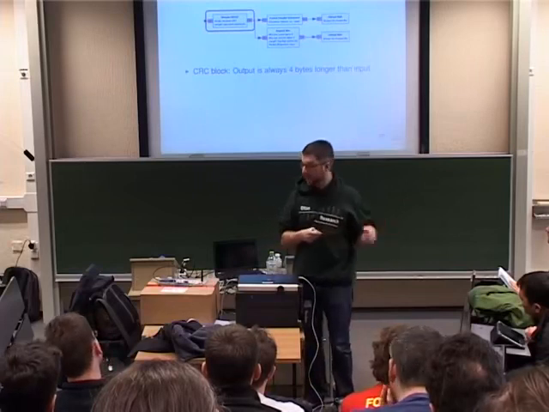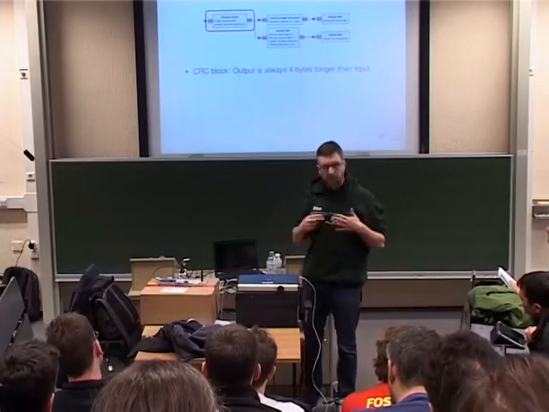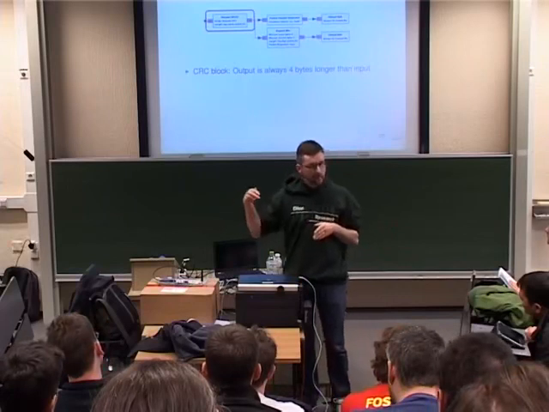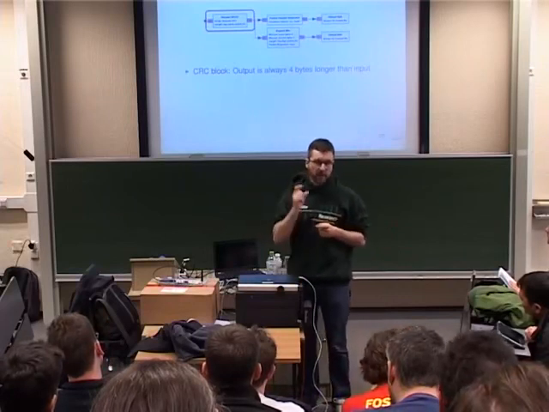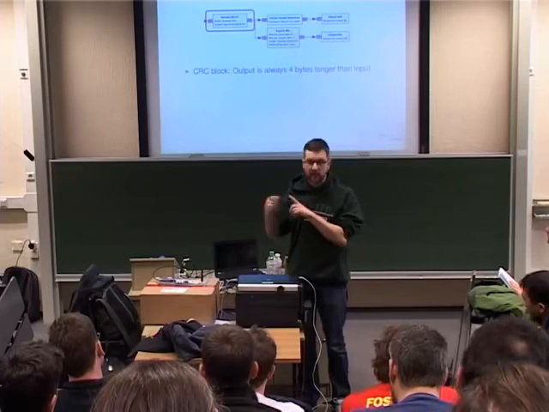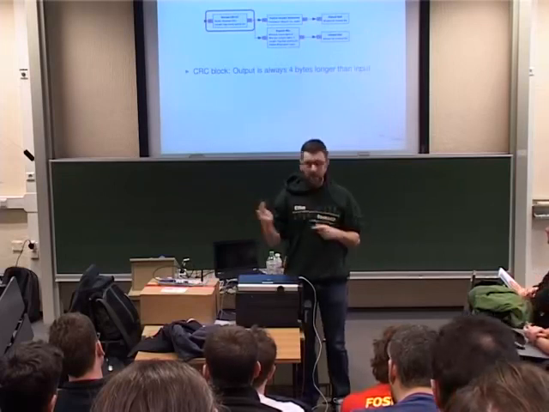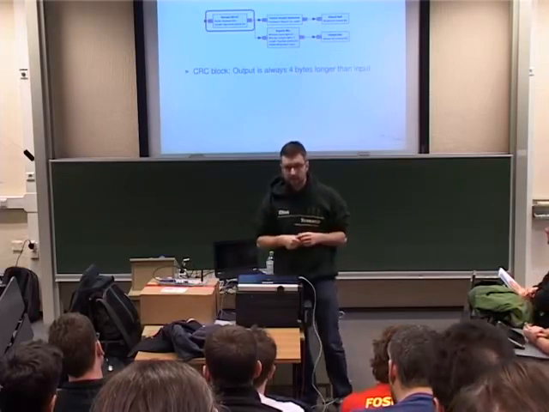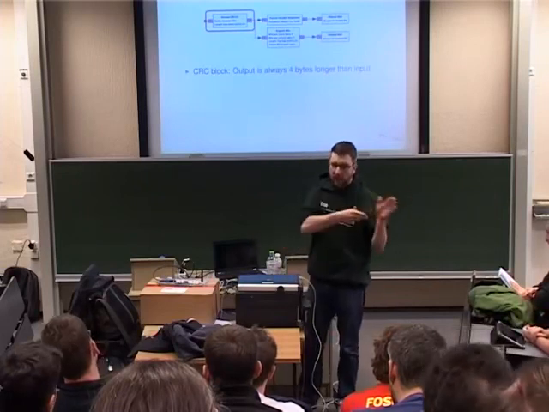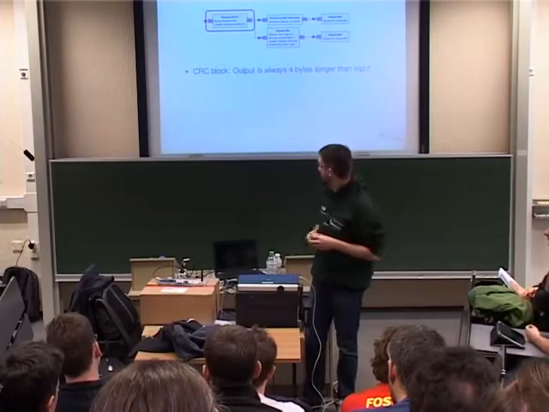Because, as I said, we want to put in any length of packet, and then what it will do is add 4 bytes of CRC at the end and output a new packet which is 4 bytes longer than the input. And that's why it needs to understand these boundaries, because otherwise it wouldn't know where to put the CRC itself.